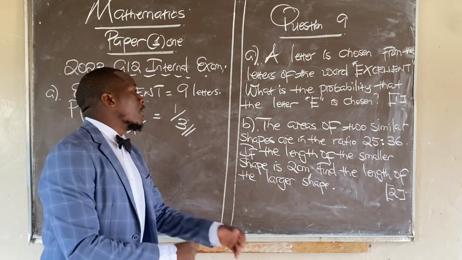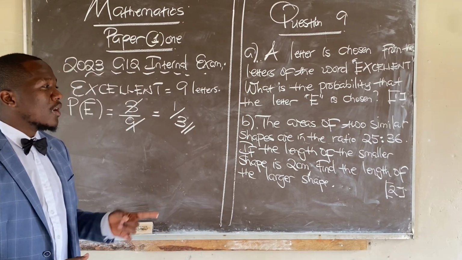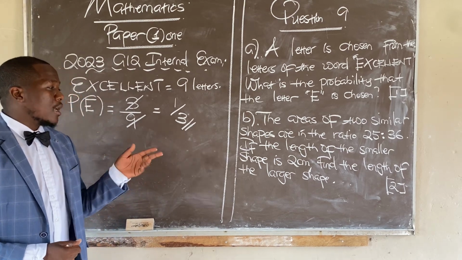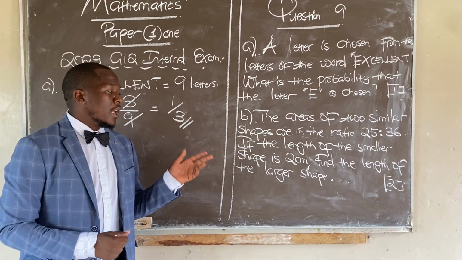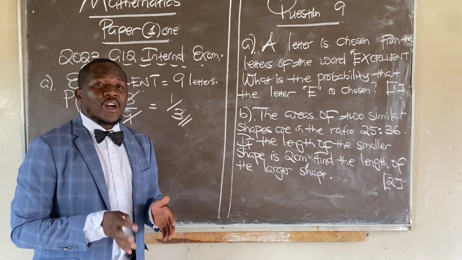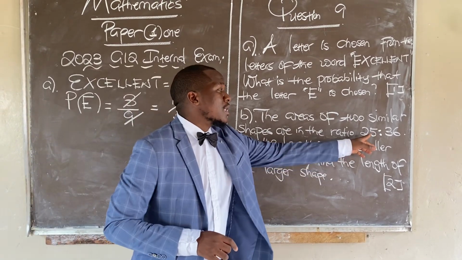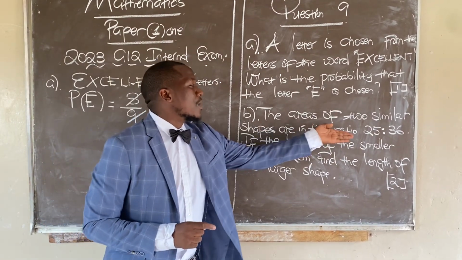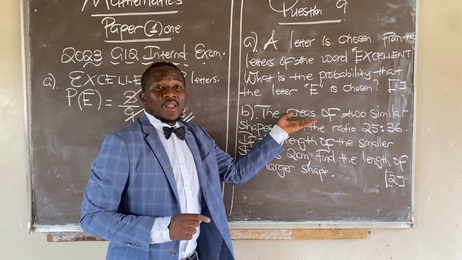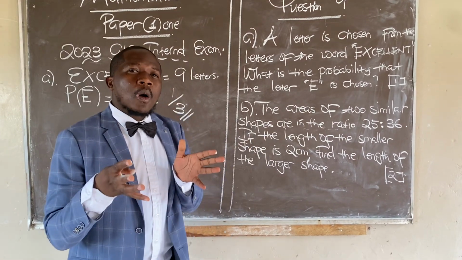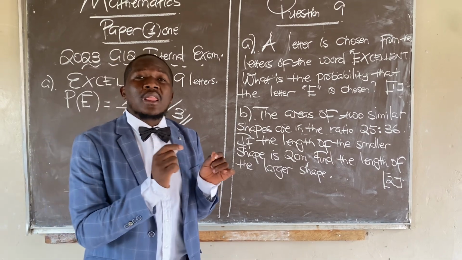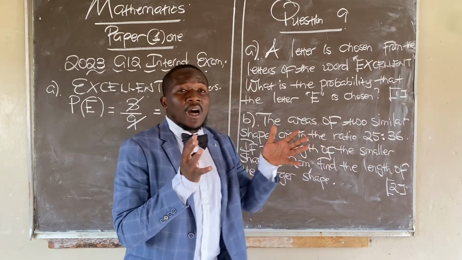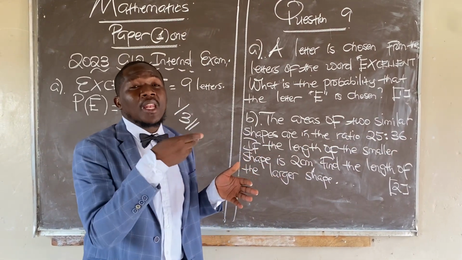The areas of two similar shapes are in the ratio 25 to 36. If the length of the smaller shape is 2 centimeters, find the length of the larger shape. First things first, you don't have to use this ratio, which is given in the question, because they're trying to say this is the ratio of the areas. So that simply means there were original numbers that were in the ratio. And to find the area, these are the numbers that are now found after squaring those numbers.